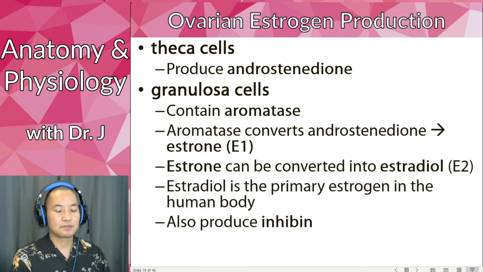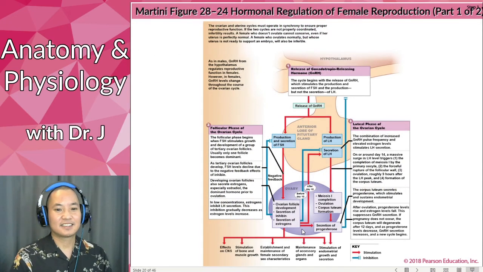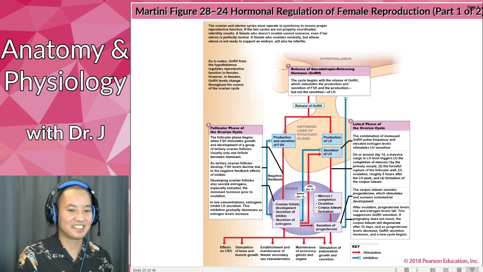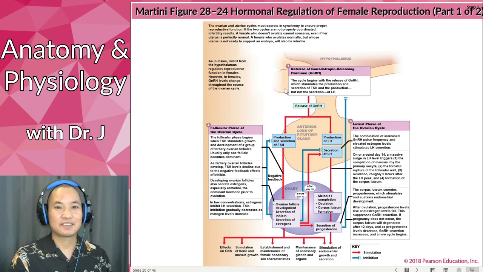The granulosa cells also produce another hormone called inhibin. Inhibin is not a steroid hormone. It's a dimeric peptide hormone, so it has two peptides stuck together. It is a peptide hormone. And this is the martini version of the axis in the female reproductive system. I have a simpler version of this in the homework, and the OpenStax version has a simpler version as well.